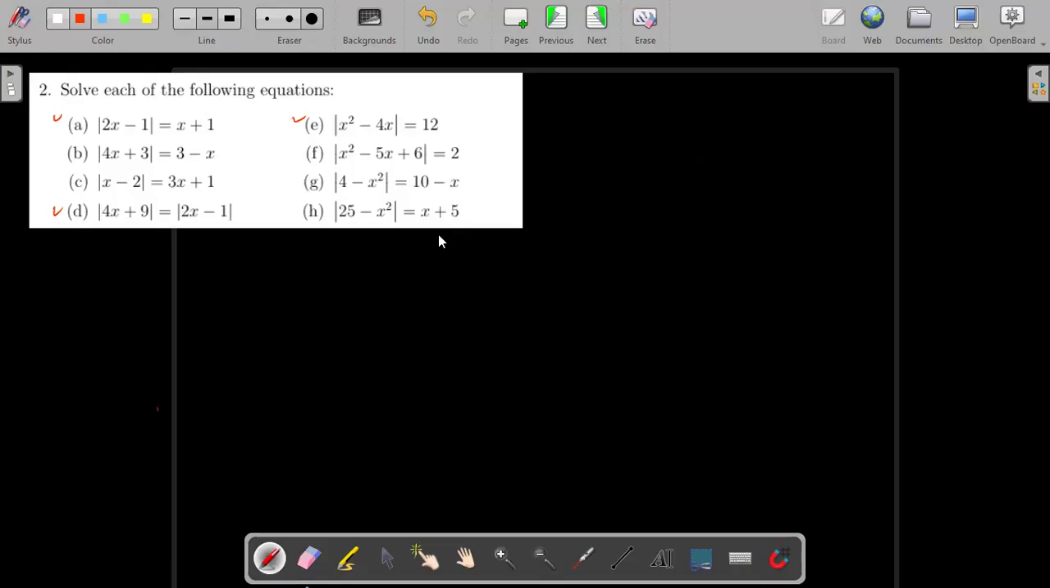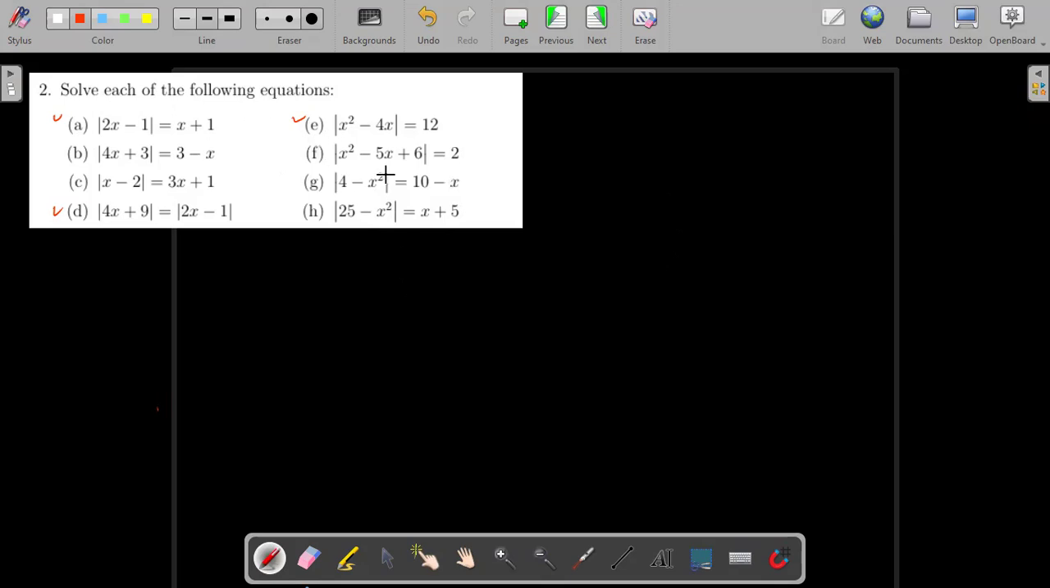Welcome to this tutorial. In this tutorial we're going to solve these questions, which have to do with solving equations involving the modulus. As you can see, there's a modulus in these questions, and we want to know how we can solve this.